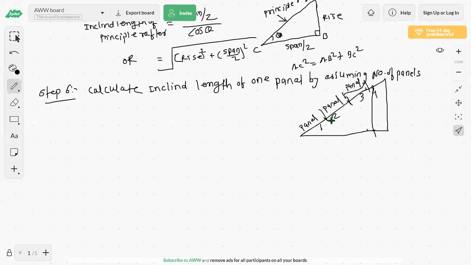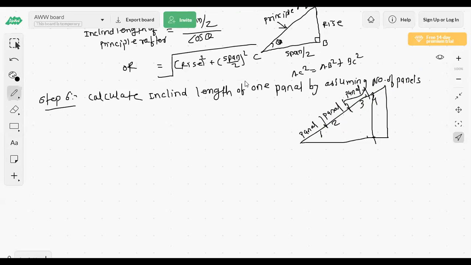We have to assume them. How many? 3, 4, 5, 6. We can assume up to 6 panels on one side. So minimum 3 or 4, maximum 6 panels we can assume. We can assume panels from 3 to 6. Okay, so here we have to assume.